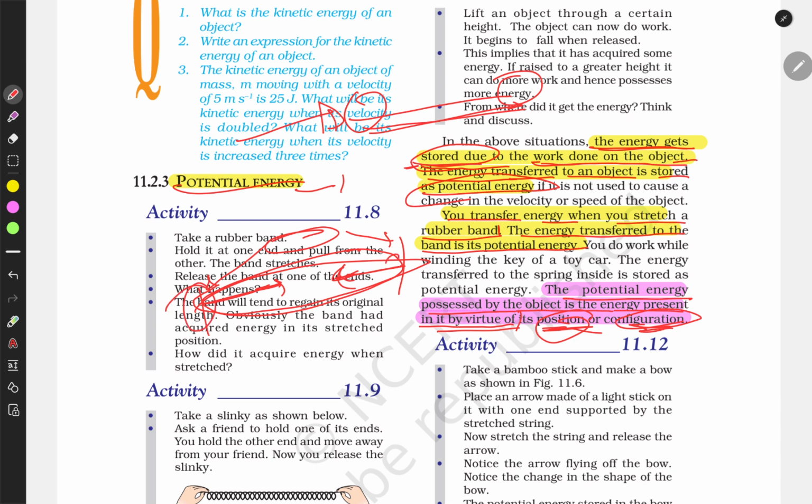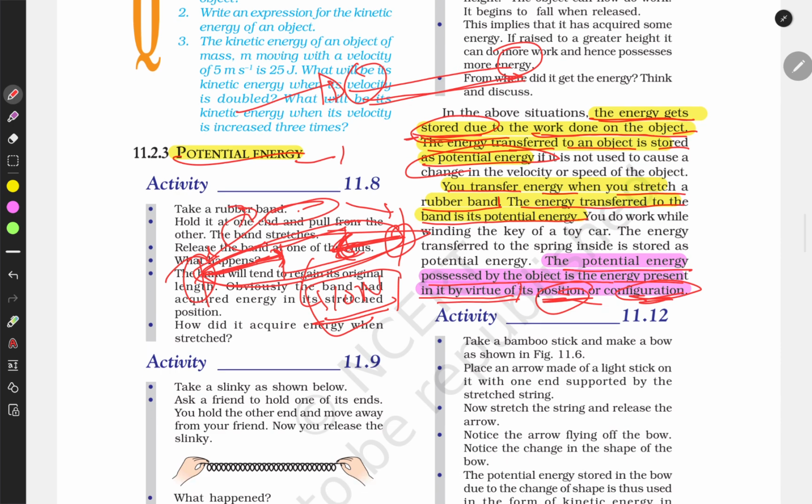So it has a potential. The force it applies to get back to its original state is potential energy, because this is the force. Suppose a 10 Newton force was applied to stretch the rubber band. That 10 Newton force will be a restoring force. It wants to restore its original position, so its potential energy will be 10 Newton, which is equal to the force that we applied when we were stretching the rubber band.